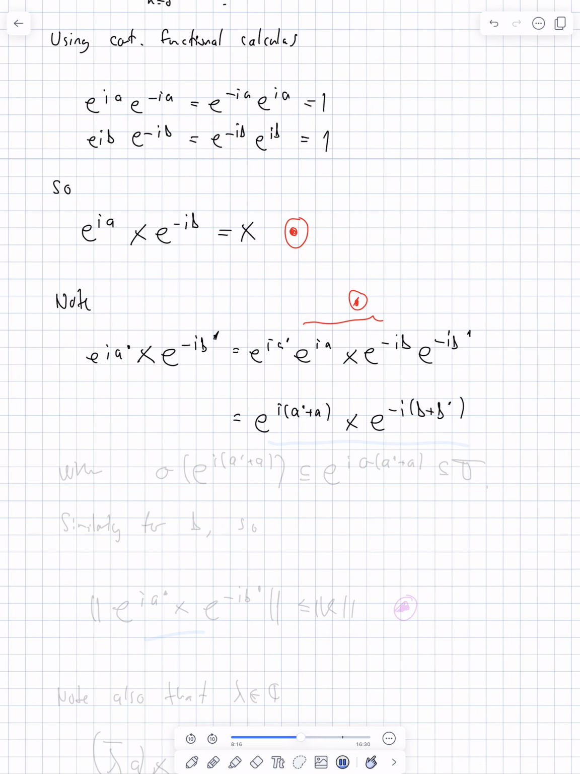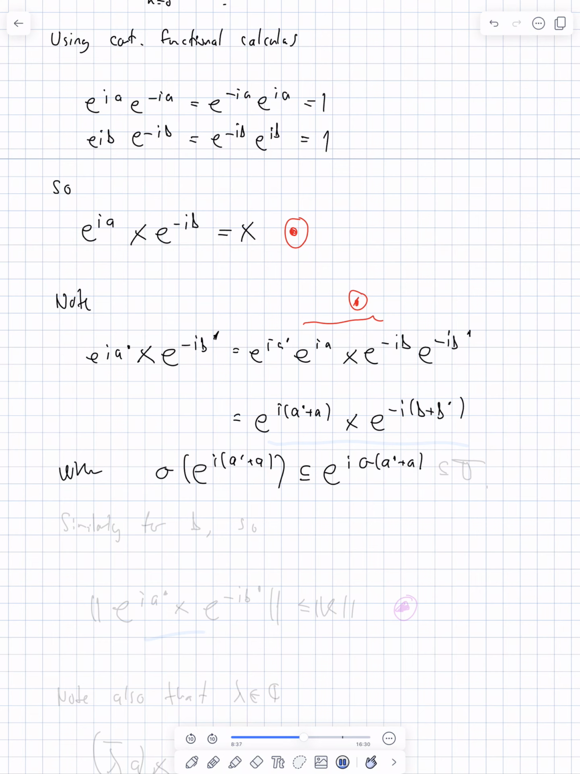where the spectrum of e to the i(A star plus A), for instance, we know is contained, I'm using the continuous functional calculus, but because of the spectral mapping theorem, it is the same as e to the i times the spectrum of A star plus A, right?